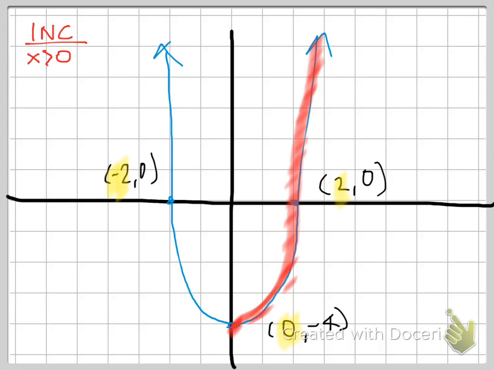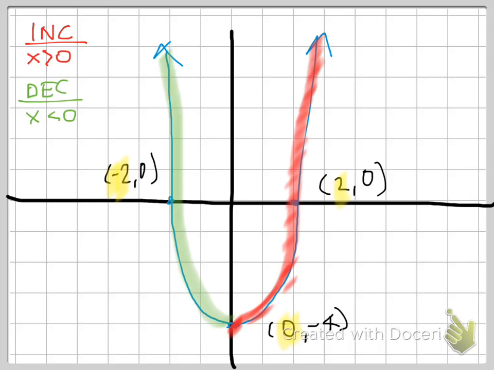Now obviously, where would decreasing be? If increasing is greater than 0, then decreasing would be the opposite. So decreasing is x is less than 0. Anywhere you're screaming your head off basically on the roller coaster is going to be decreasing.